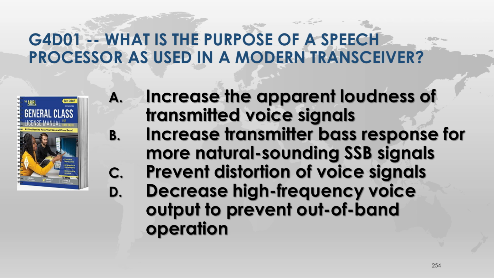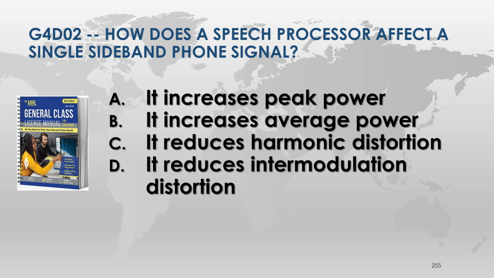If you have too much speech processing, it's going to distort, right? Yep. And what else distorts? Talking too loud in your microphone. So it is alpha. How does a speech processor affect a single sideband phone signal?